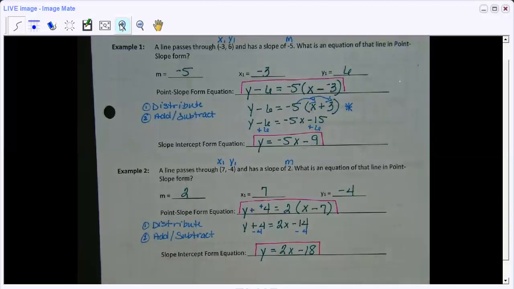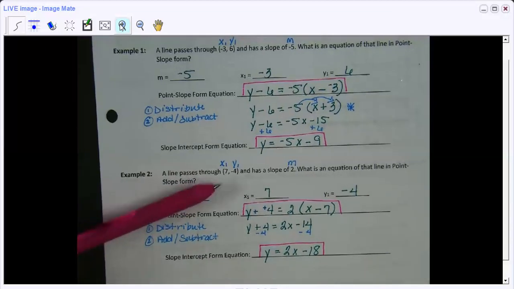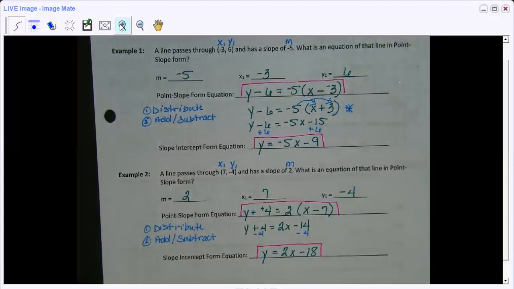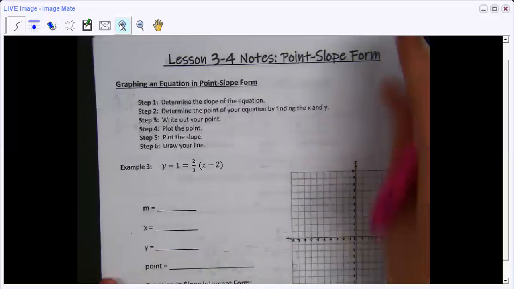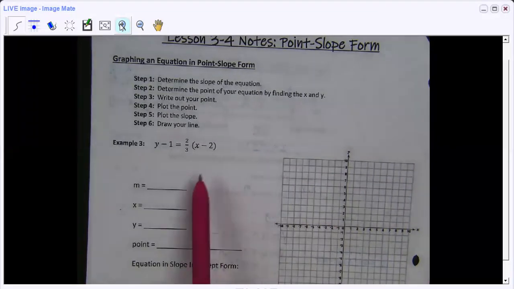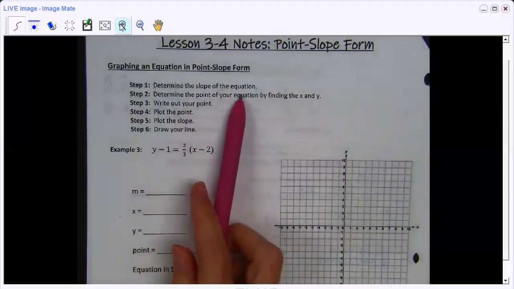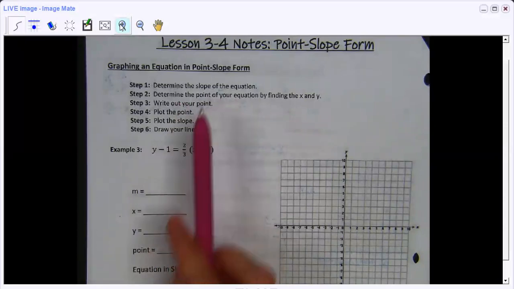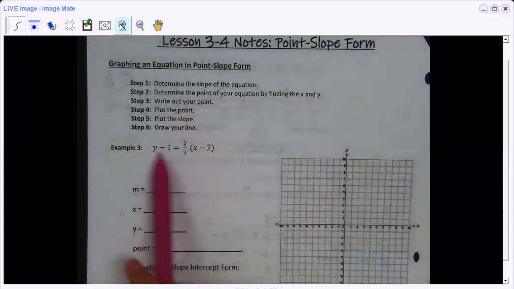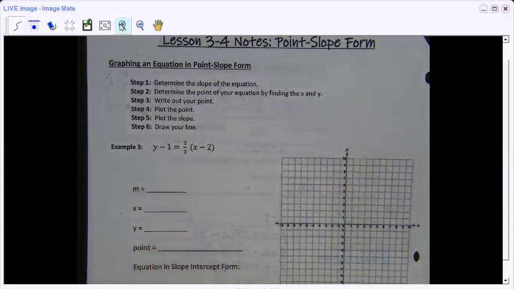And there you have it. You have a point and a slope written in point slope and slope intercept. All right, let's go ahead and move on to page 2. We're now going to identify some key features of a point slope form and graph them. So we want to first determine the slope of the equation and then determine a point so that we don't have to turn this into slope intercept form.